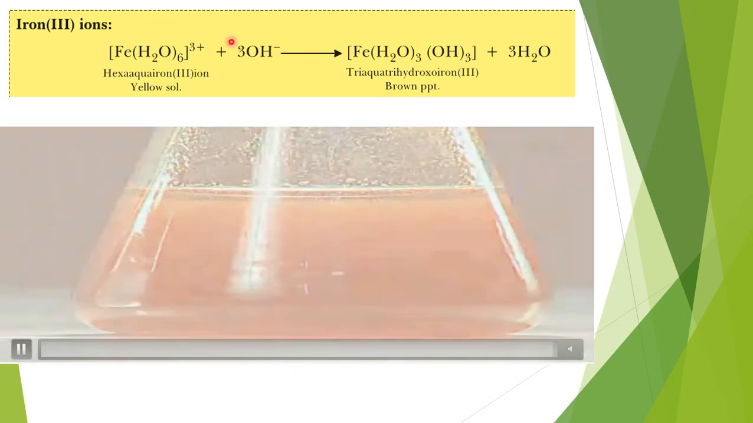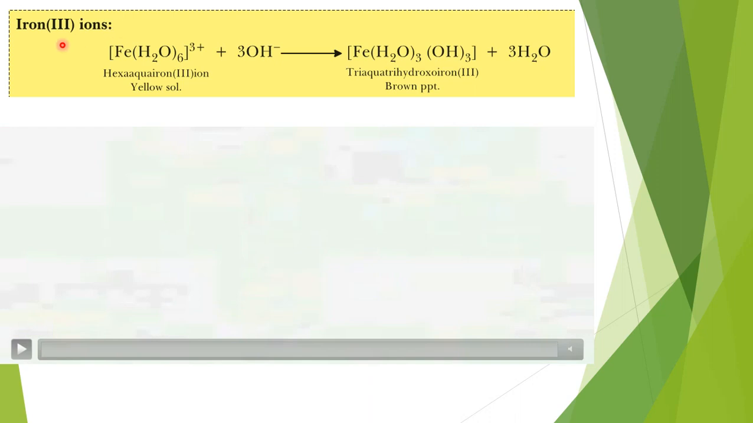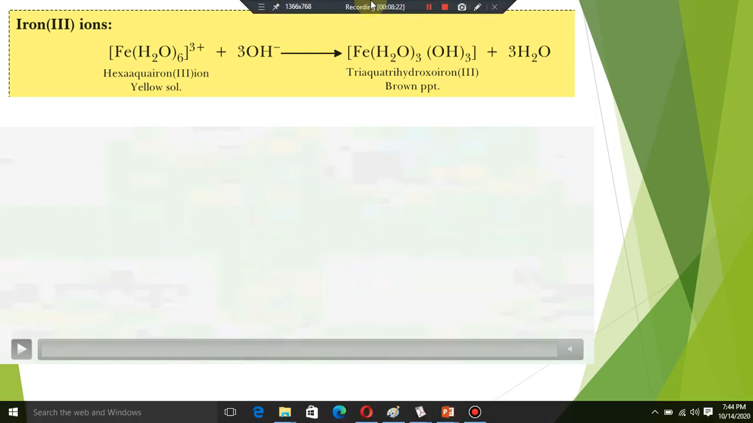So this is the reaction of iron(III) with hydroxide. We simply say that both the iron 2+ state and the iron 3+ state react with sodium hydroxide to produce insoluble complexes, one greenish in color and the other brown in color. Thank you. Allah Hafiz.